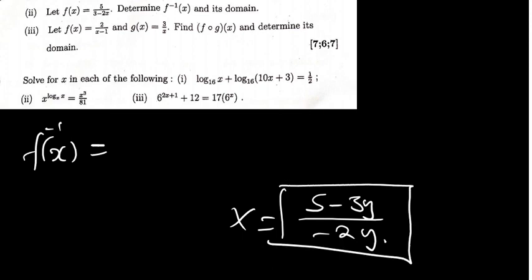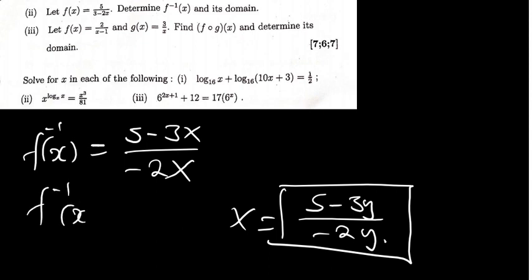So what we do now is f of x inverse is going to be equal to this function, where there is y, replace it with x. So we are going to say 5 minus 3x over negative 2x. But this is the same as f of x inverse. It is the same even if I write it like this.